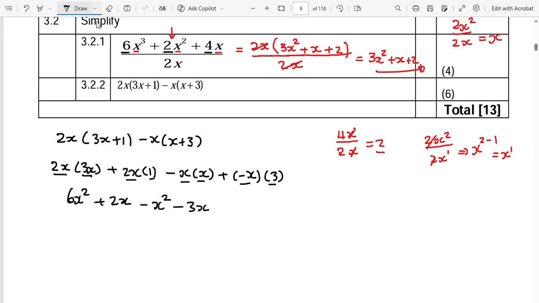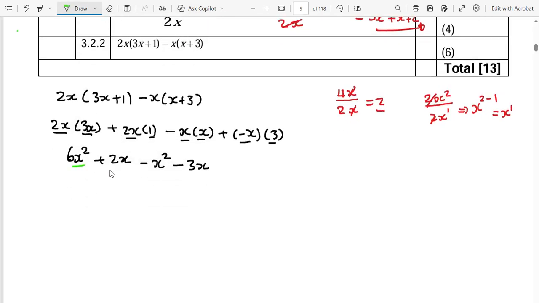Then from there, you're going to group the like terms. You look at the degrees. This one is x squared, this one is x squared. So this one is 1x squared. So we're going to group this 6x squared with the minus 1x squared. Then we group the 2x with the minus 3x. So this will be plus 2x. Then this will be minus 3x. So look at this. This is 5x squared. Therefore, 2x minus 3x, that's minus x. Then that's the final answer for that one.